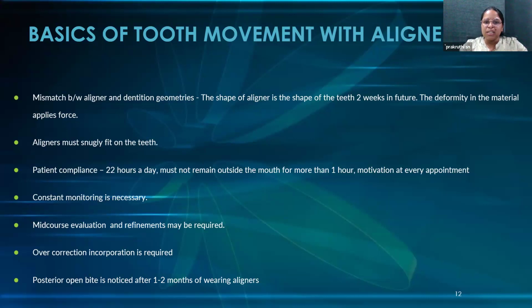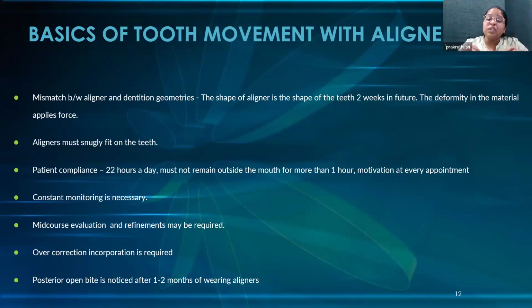Let them take breaks. Within an hour, they have to wear it back, and not more than 2 to 3 times. They are not supposed to remove it frequently. It should be in the mouth. It should be exerting force for the tooth movement to happen properly. Constant monitoring is necessary. If somebody is telling you to just give the trays and send the patient, no, that is not the way. That is not at all a promising way to treat an aligner case.